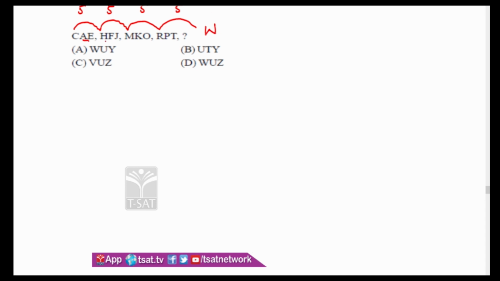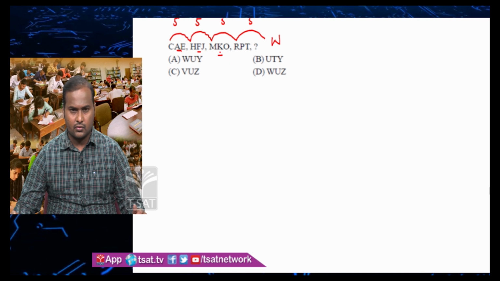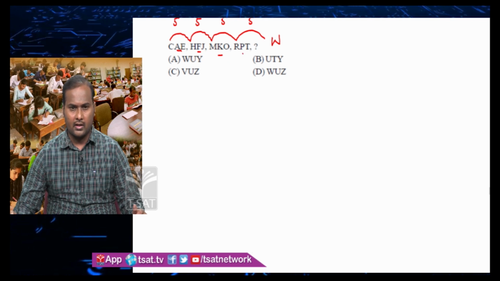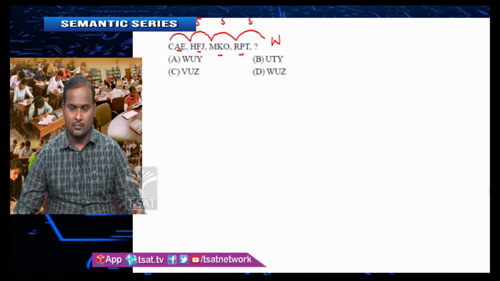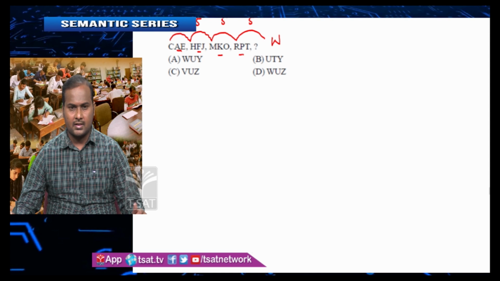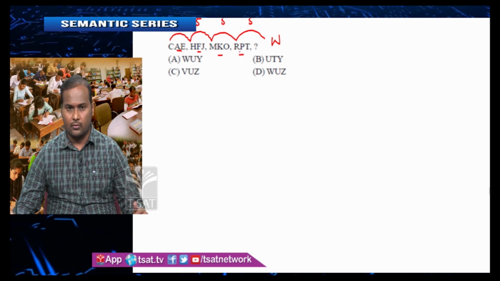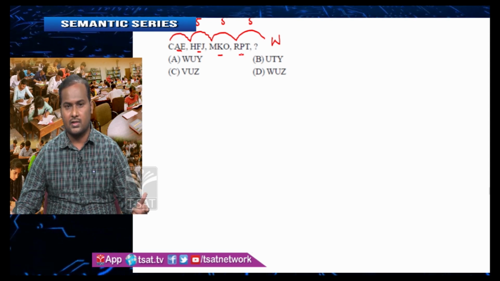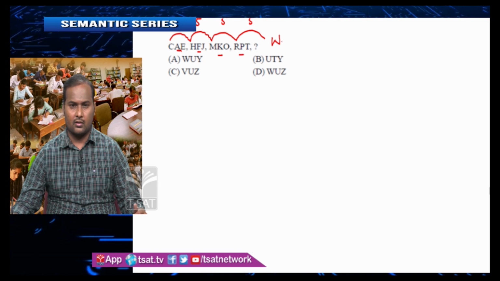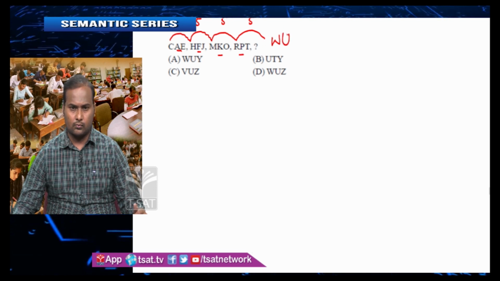See here, A to F: A is 1, F is 6, so increasing by 5. Again F to K: F is 6, K is 11, so increasing by 5. Again K is 11, P is 16, increasing by 5. Again P is 16, you have to increase by 5. 16 plus 5 is 21, so 21 is U.